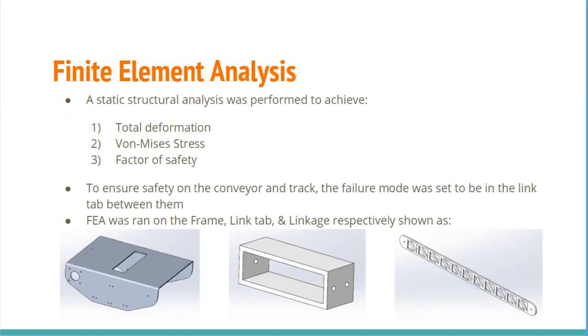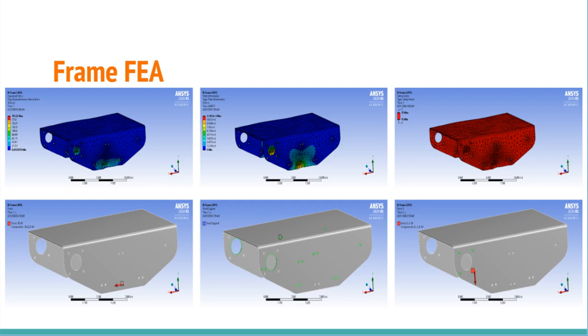For structural integrity of the design, we set the failure mode to be the link tab that connects the tank and the conveyor. A static structural analysis was performed to determine the total deformation, the von Mises stress, and the factor of safety on the following three components. Since the frame is the main component of the entire system, it was set to have the highest factor of safety at 15 with a total deformation of 1.1 times 10 to the negative 5 inches and a total von Mises stress of 195 psi.